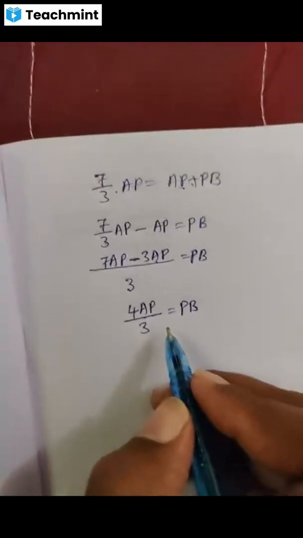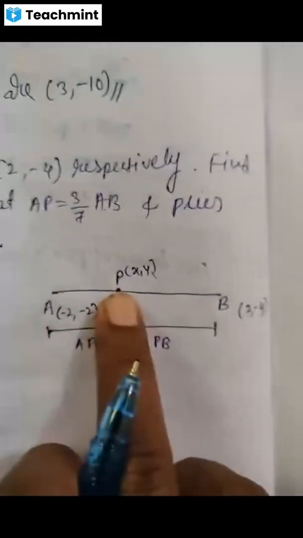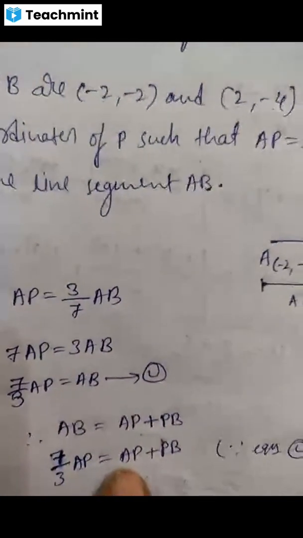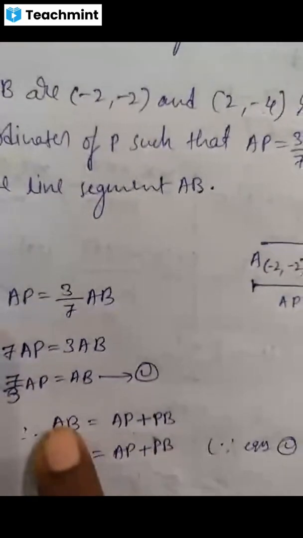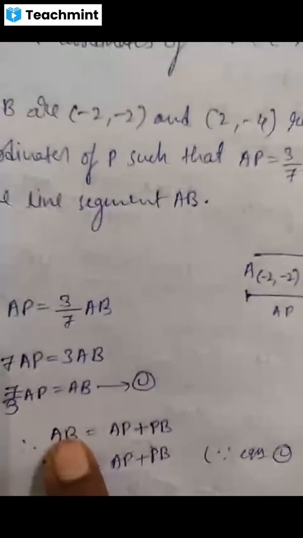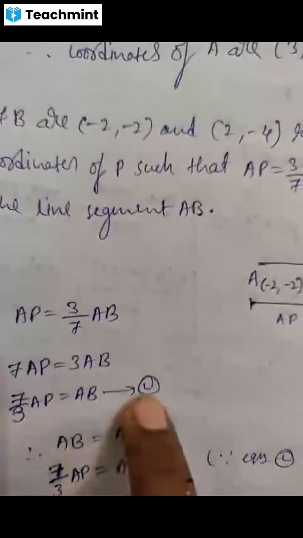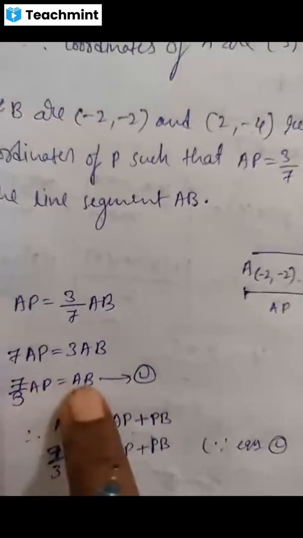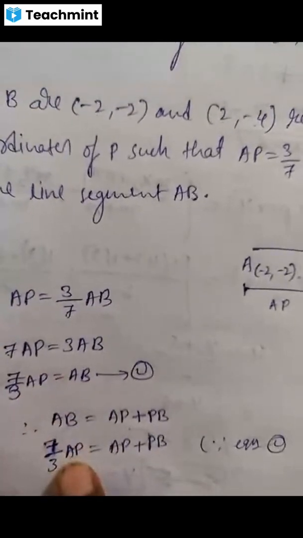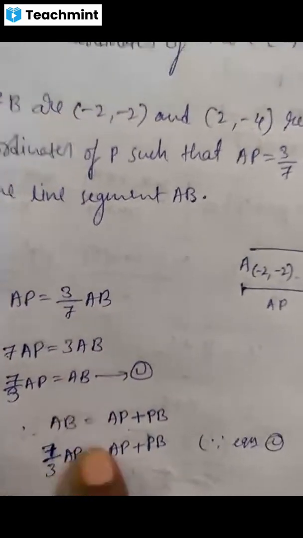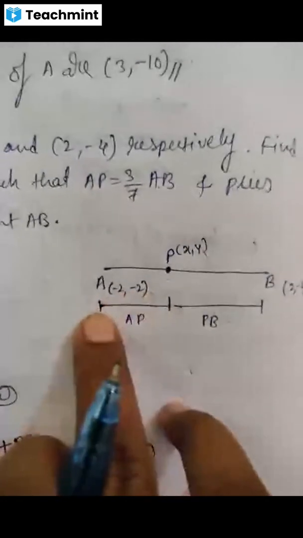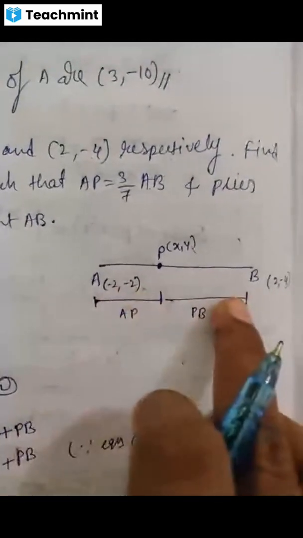Okay. So we need the ratio AP to PB. That's why I have taken these things in terms of AP and PB. Only here AB is there, we have to remove that. So I did it like this. AB is equal to 7/3 AP. So instead of AB, I substituted 7/3 AP. So we need the equation in the form of AP and PB, because AP is one ratio and PB is another ratio.